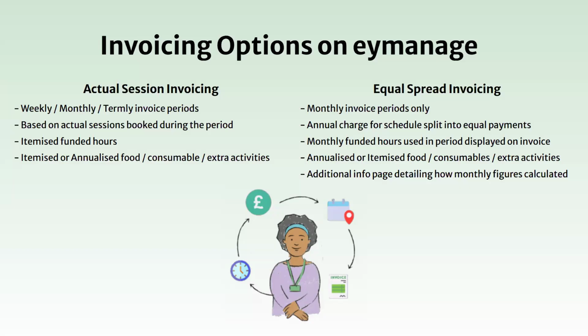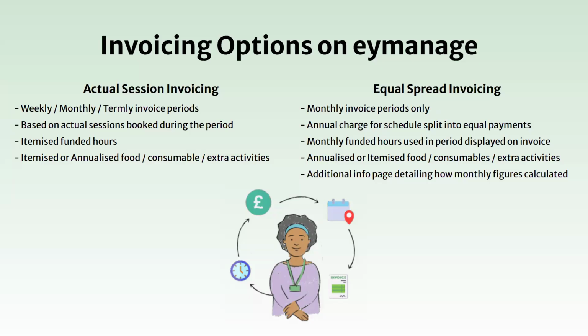Now, that works for some nurseries, of course. What it does lead to is often a variable charge month on month. So naturally, we see a lot of our customers invoice parents on an equal spread invoicing mechanism instead. Because what this gives you is, of course, a consistent monthly amount for the parents to pay, because you're spreading the cost of the attendance and the charge across a defined billable period, typically 12 months. It could be 11 months, of course, depending on the nursery. The key thing with equal spread invoicing is it is monthly invoice periods only.